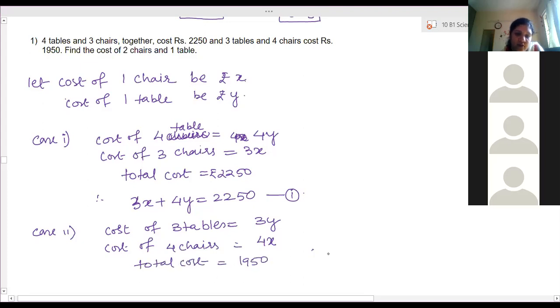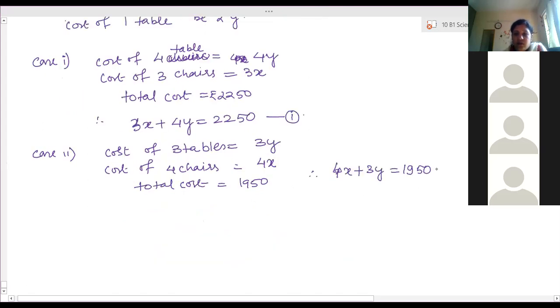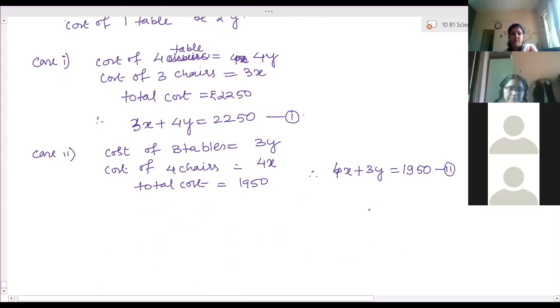So therefore, according to the equation, 4X plus 3Y is equal to 1950. Clear? Is it clear how the equation is made? Yes, ma'am. Now we have to solve these two equations.